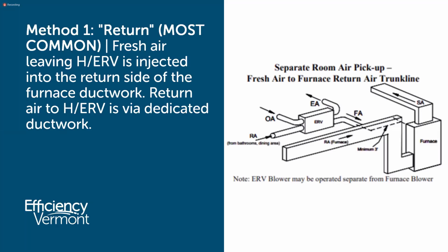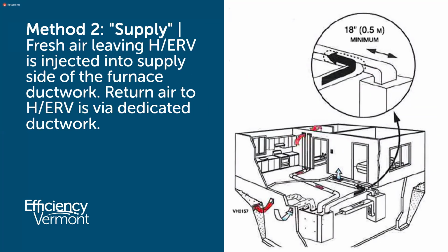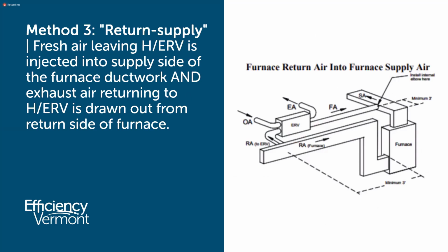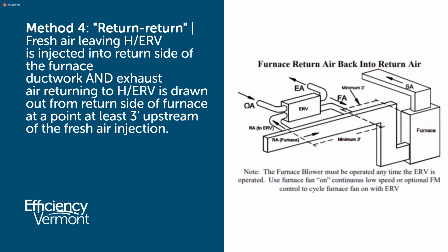So the most common method for combining the two is putting the fresh air into the return side of the furnace ductwork, and then the return air to the HRV has its own ducts. There's also the other option of putting the fresh air into the supply side of the forced air system for the building. There's return, supply, return.